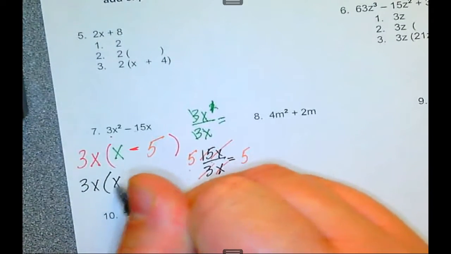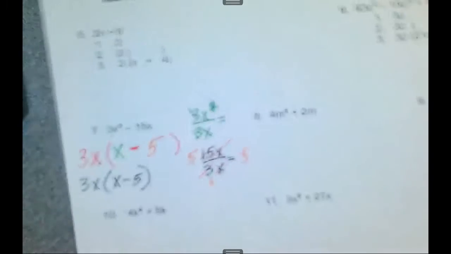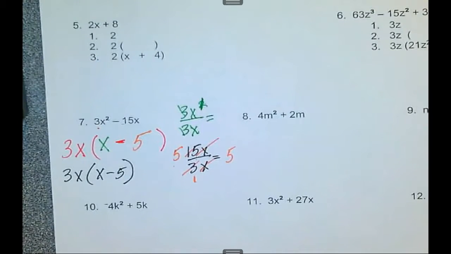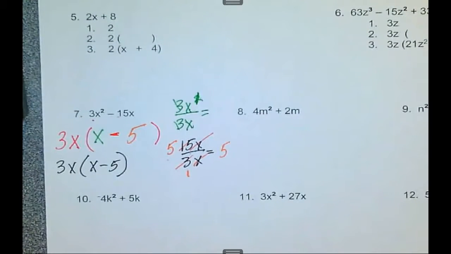All right, so my answer: 3x times the quantity x minus 5. Make sense? Let's try number 11.